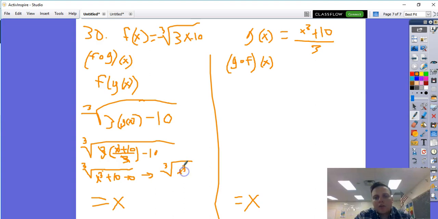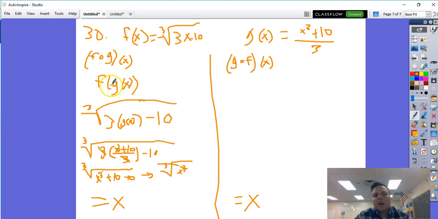Now, look at this power of 3. Is it applying to everything underneath the square root sign? Yes, it is. I mean, the cube root sign, my apologies. So this 3 and this cube root get to cancel each other out, which would leave me with just x. Awesome. You're not done. At this point in time, you cannot say that they are inverses. It has to work both ways, okay?